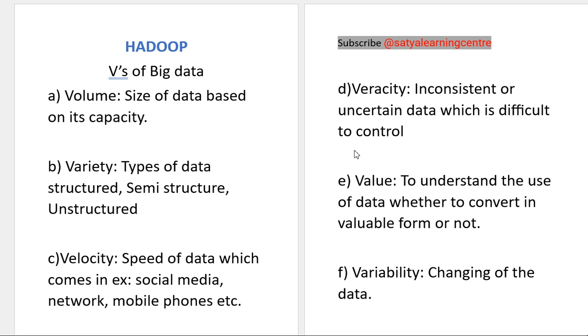Now the fifth V is value. To understand the use of data, whether that data can be used or not, whether it can be converted into a valuable form or not, is known as the value of the data. Okay, let's understand the value. It's a very important V of big data.